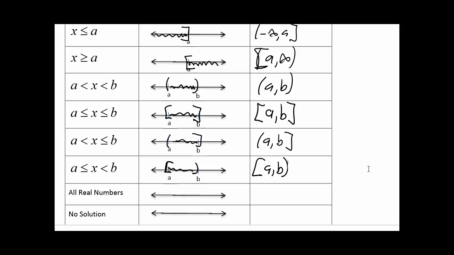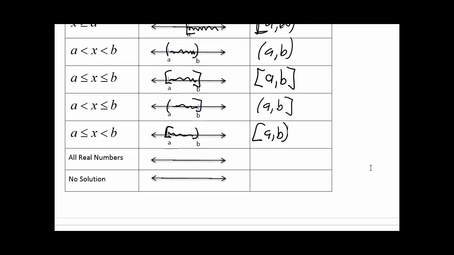What if I want to say that all numbers are part of this? Then I would simply write that as negative infinity to infinity. Now graphically that would just shade in the whole number line. And if I want to say that it's no solution, then I would just put an empty set.